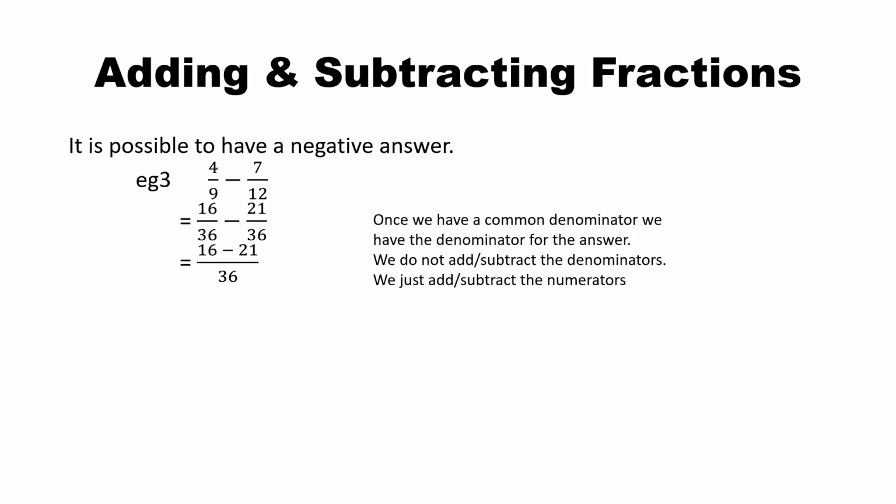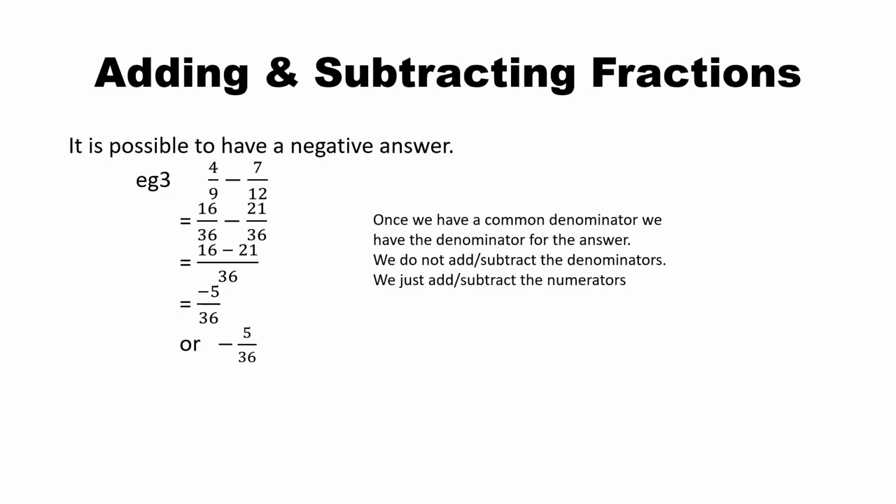Now 21 is bigger than 16, so our answer is going to be negative. To perform this calculation mentally, you may want to do 21 minus 16, but then remember, we already said the answer will be negative because we're taking a big number from a small number. 21 minus 16 is 5, so 16 minus 21 is negative 5. That's negative 5 over 36. We could also write that as the fraction negative 5 over 36, because of course when we divide a negative number by a positive number, the result is negative, so it's a negative fraction.